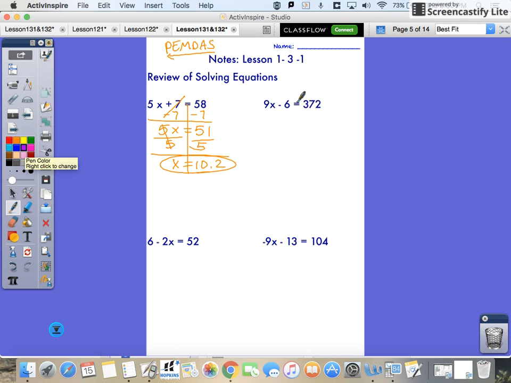So the next one, drop a line. SADMEP, so subtraction and addition first. We're going to do plus 6 on both sides of the line. We're left with 9x equals 378. Divide by 9. We get x equals 42, I'm pretty sure.